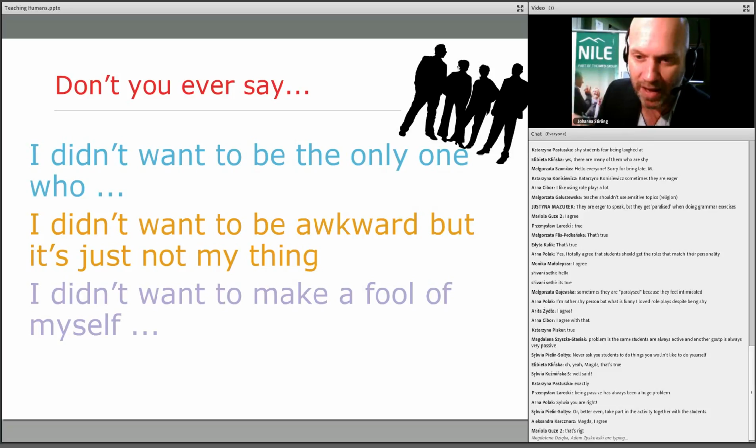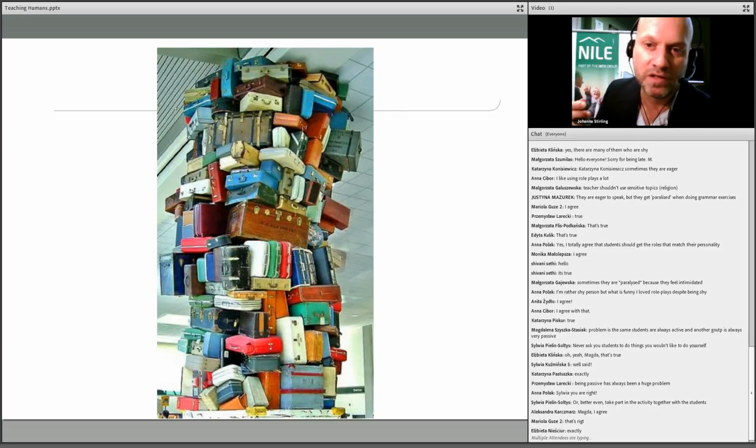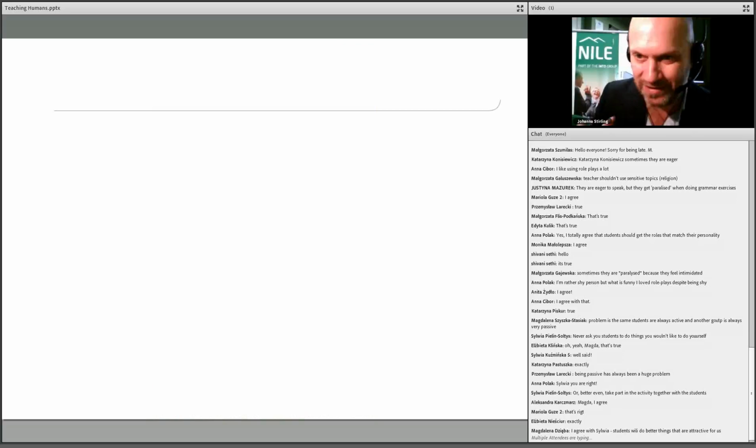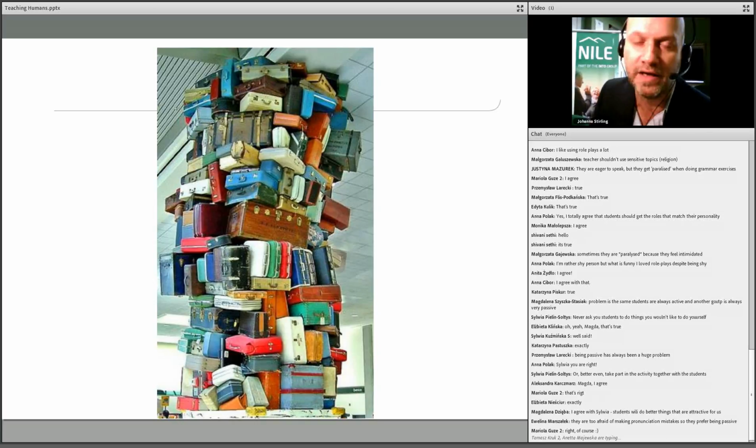Coming back to what people are saying about passivity, I would agree that passivity is an issue, but I think that what we need to understand is that students come with a lot of baggage. Students aren't a blank piece of paper, right? They come with experiences. They come with attitudes. They come with knowledge. And sometimes those experiences are good, and sometimes they're bad.